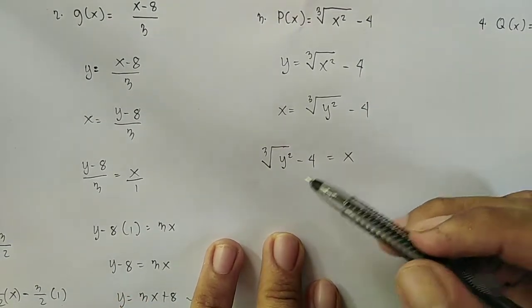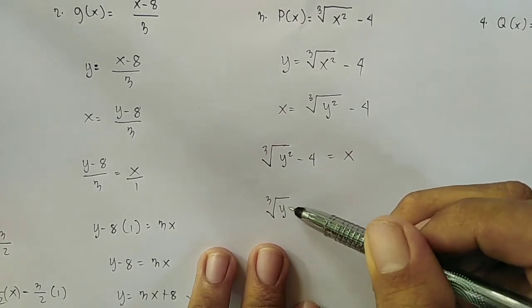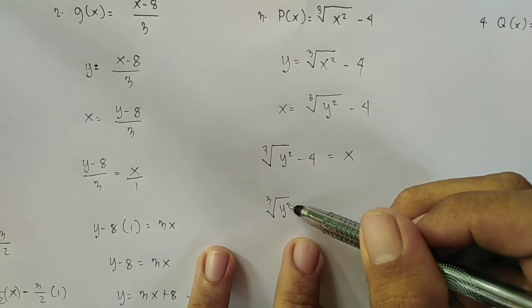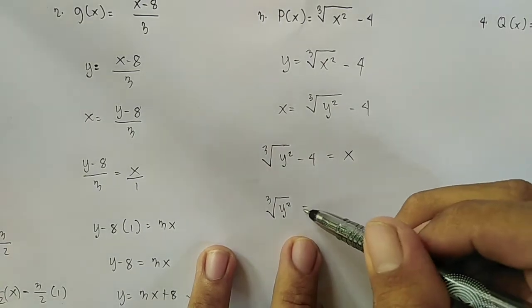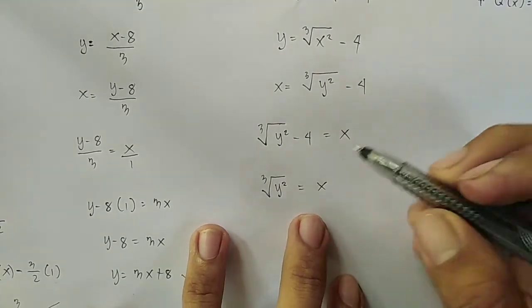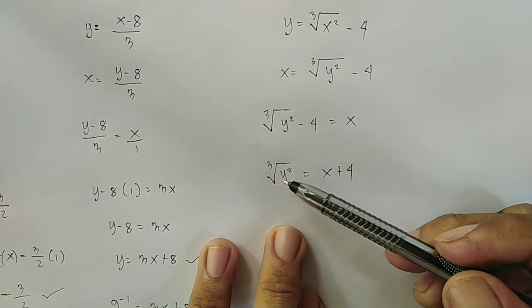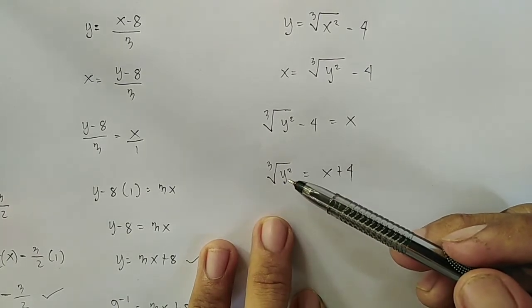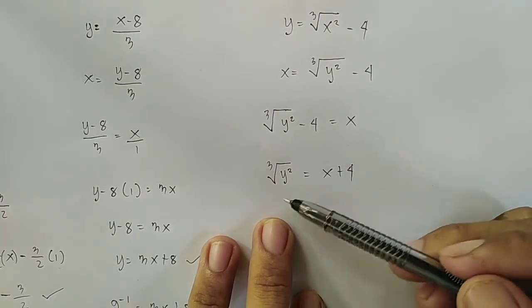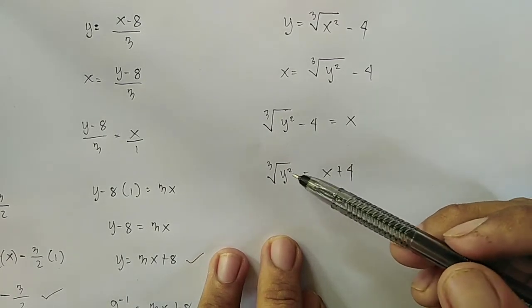So we have to simplify further. So the cube root of y squared is equals to x. If we are going to transfer negative 4 to the other side, to the right side, it becomes positive 4. So our goal is to make the left side y only. So we have to remove the radical sign and also the exponent, which is 2.